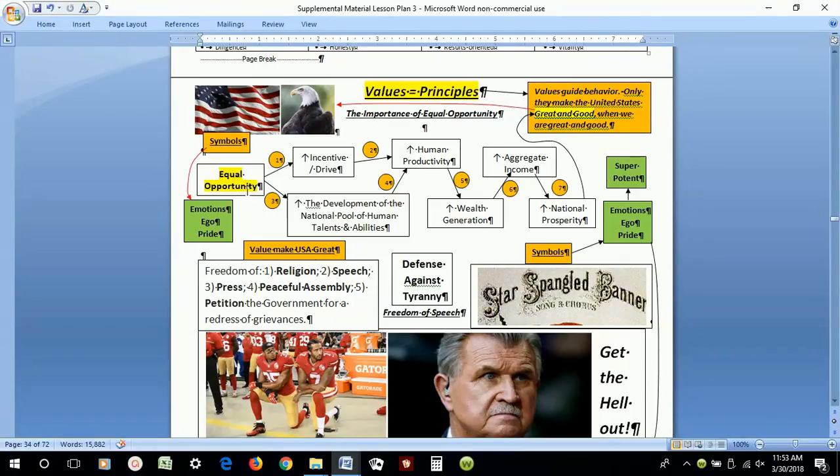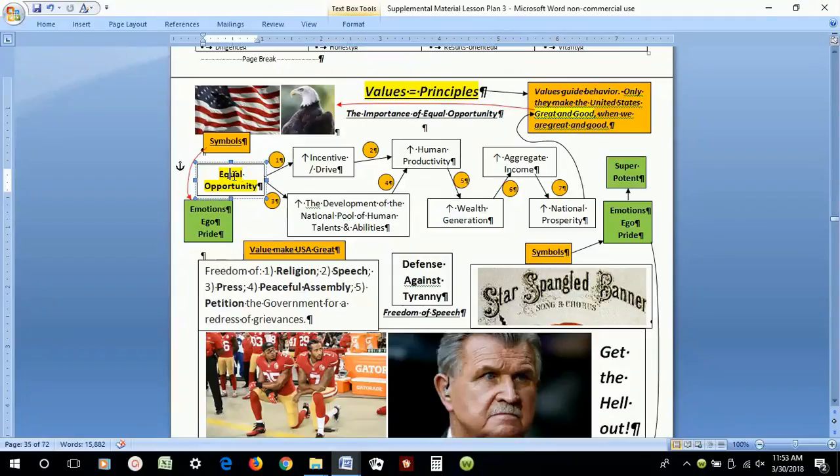As I see it, it's one of the things that makes our country great, right? And it's these values that make our country great, not symbols, right? Values guide behavior. Only they make the United States great and good when we are great and good, right? Okay, it's our values that make us good. One value, for example, is equal opportunity, and I think this is not just fairness.